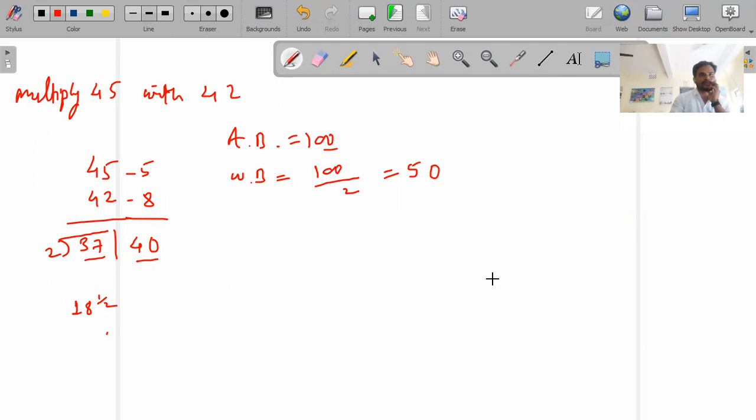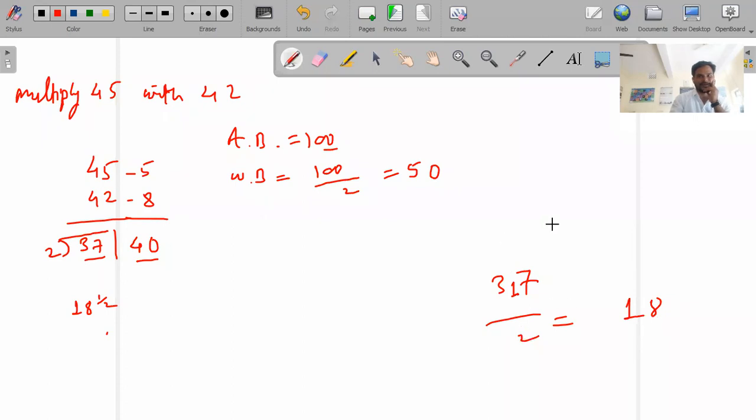Division, 37 by 2. What is 37 by 2? When we divide, the quotient will be 1 and 1 will be the remainder. 17 will be there. 16.